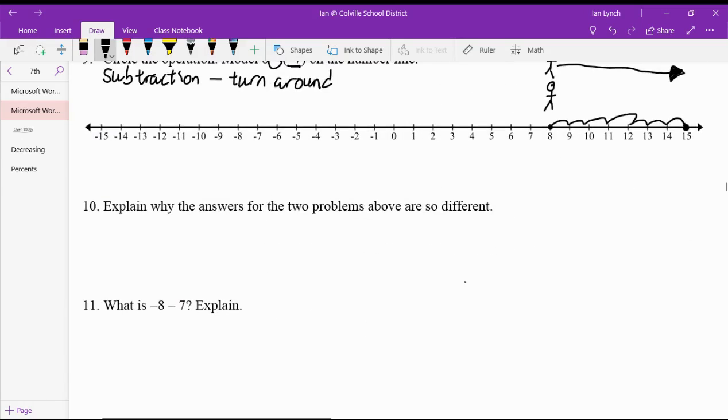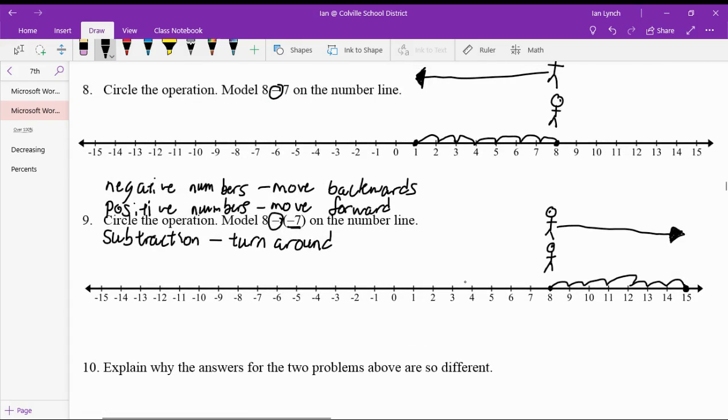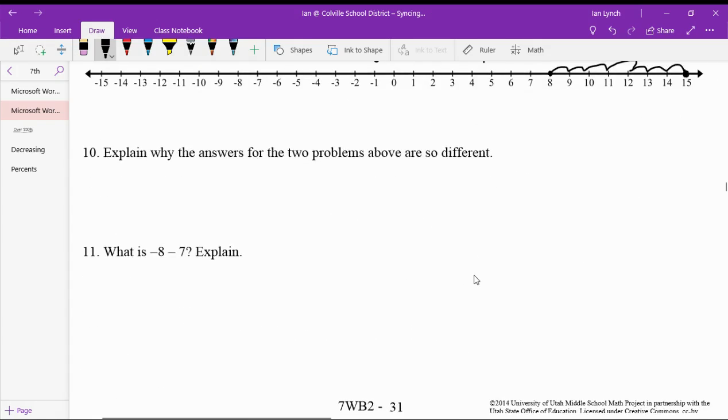All right, so explain why these answers for the 2 problems are so different. They're so different because in one we're subtracting a positive number and in the other we subtract a negative. So I will point something out to you guys that's kind of weird. So 8 minus negative 7 is 15. But I thought 8 plus 7 was 15. How can these both be 15? That's kind of weird. That's really weird. We'll look more into that, guys. It's a great thing. It's a really cool thing.